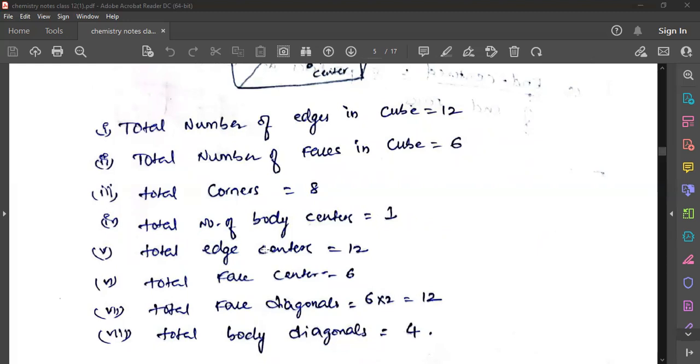How many face diagonals are there? Total we have 6 faces, and each face can form 2 diagonals. So 6 into 2, total 12 face diagonals. And total body diagonals are 4. So you can form 4 different body diagonals. Any doubts in this? No, sir. How to remember these values? Next we'll calculate the effective number of atoms, the Z value, and in that it will be very useful.